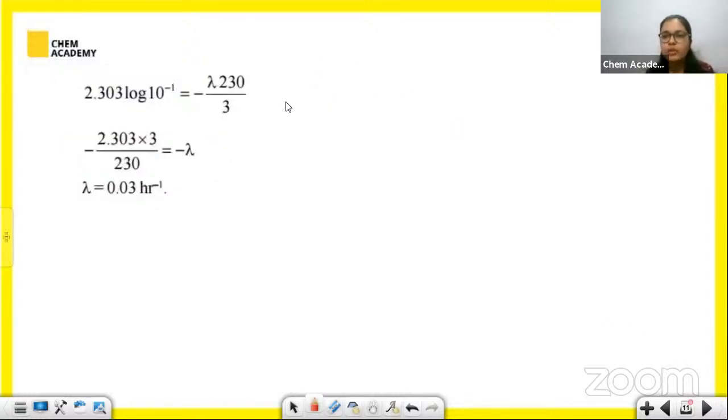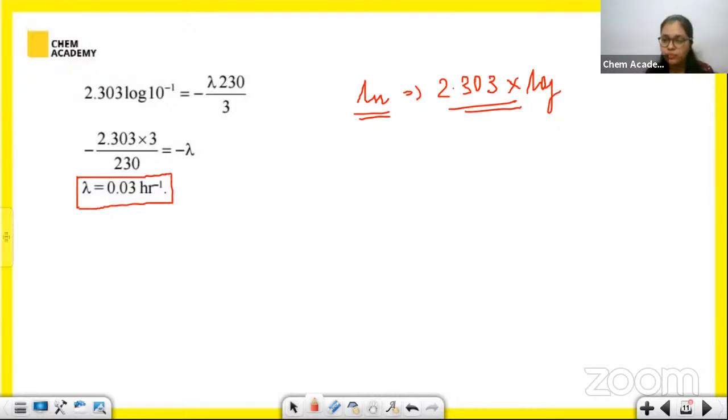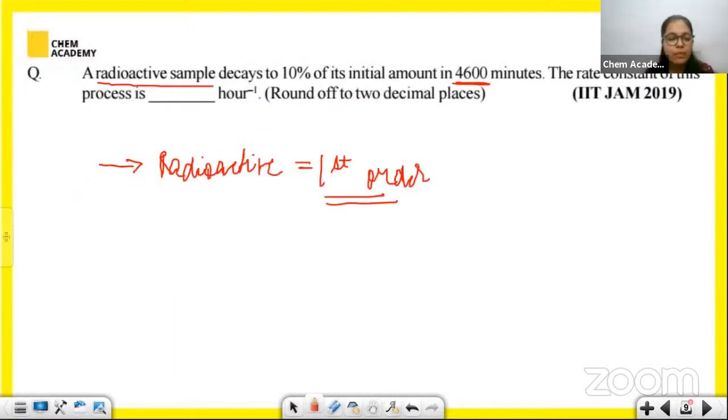To remove ln, we must remember that we will have to convert it into log. We do 2.303 into log. This is how we convert ln to log. We had ln in the previous step, we multiplied it with 2.303, and then we get log. So on solving this, we can get the value of lambda, the rate constant. What was the important thing that we needed to remember for this? That whenever there is a radioactive sample, it will always be a first order reaction.